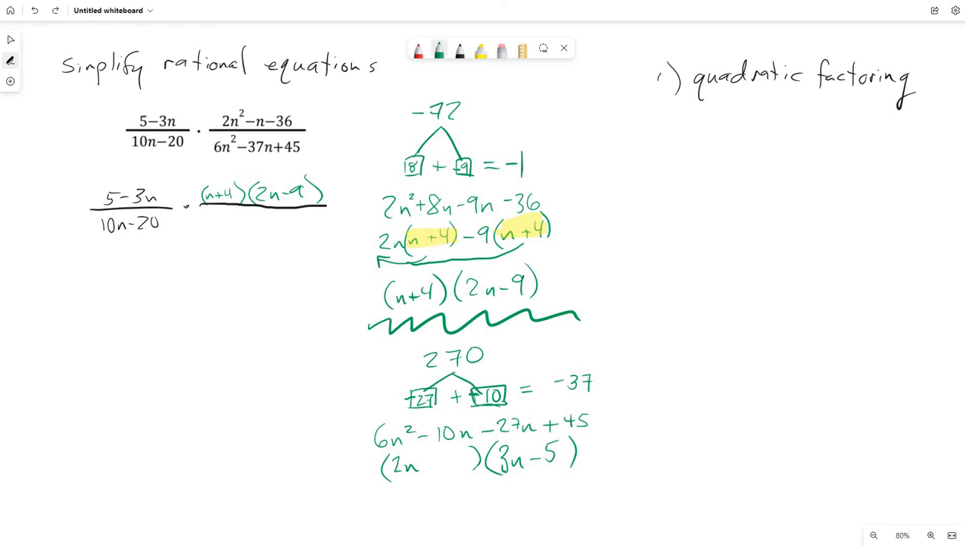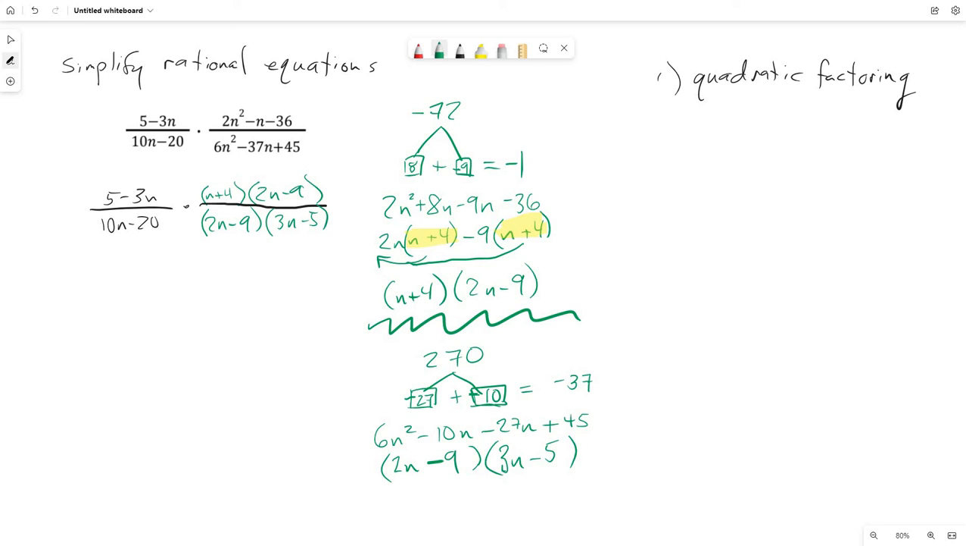I need to pull out something negative because I need to be left with 3n, so it must be negative 9. Negative 9. Let's try that. If I do negative 9 times 3n, I will get negative 27n. And if I do negative 9 times negative 5, I will indeed get a positive 45. This is gold. That's what we want. So now we rewrite up here 2n minus 9, 3n minus 5. And I've got everything I need.